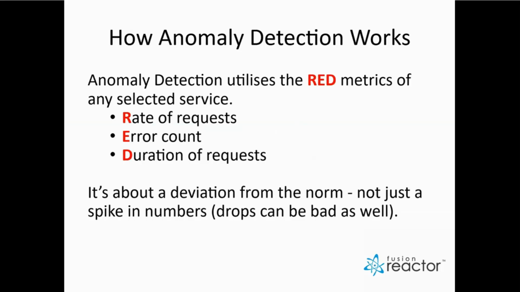So anomaly detection, how does it work? It works on what we call the RED metrics. And that's the rate of requests, the error count or the rate of errors, and the duration of the requests. So if it sees these going up, it's not a spike, it's a deviation from what it learns to be the norm.